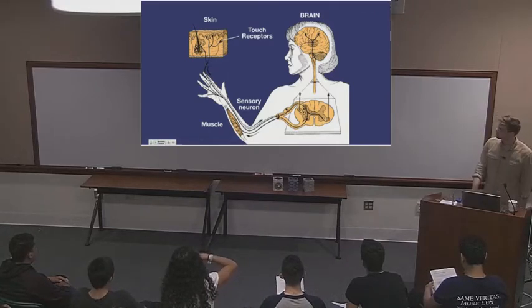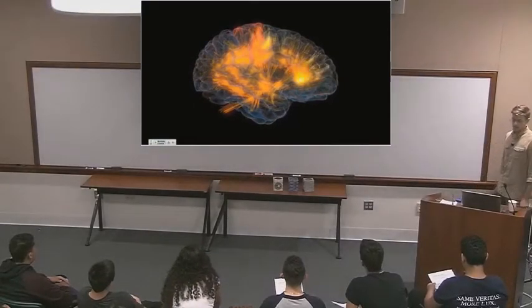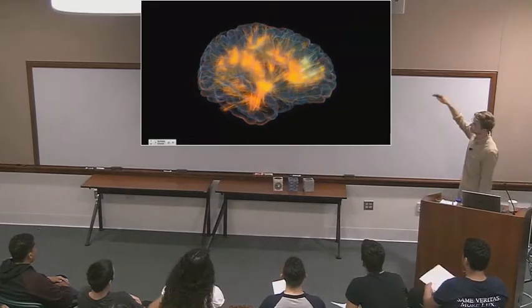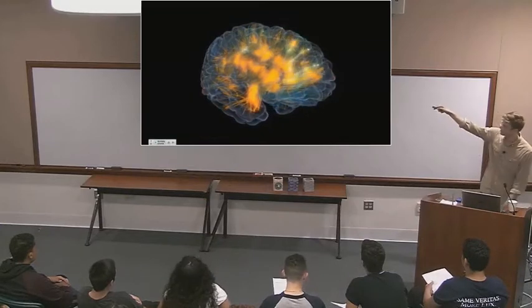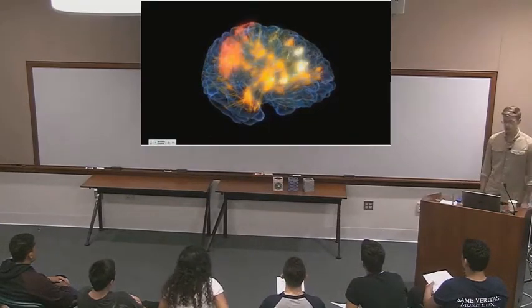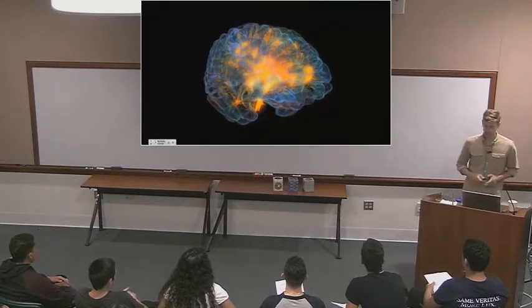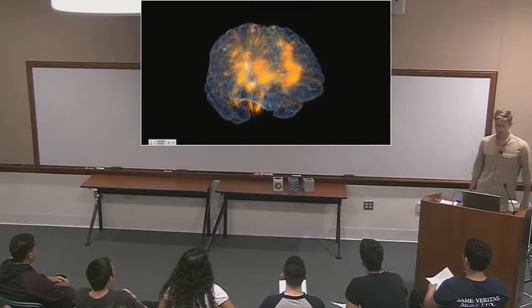Let me show you how brain activity looks. This is crazy. We're looking inside the brain. And these are neurons constantly active and firing. So you're overwhelmed with information. Right now, sitting here, there are millions of things happening in your brain.